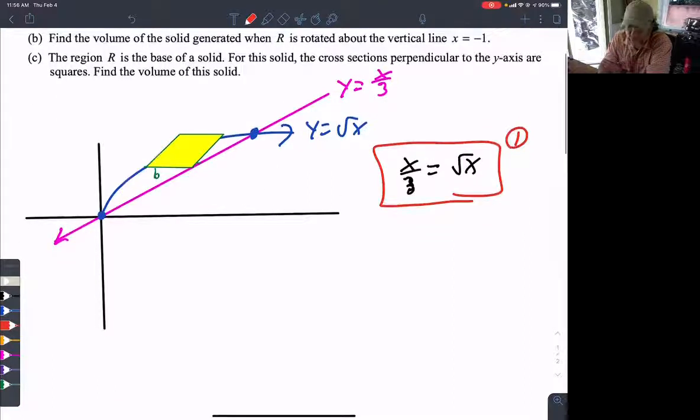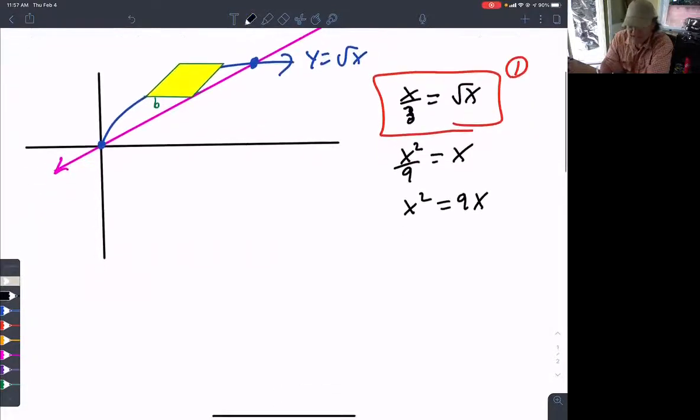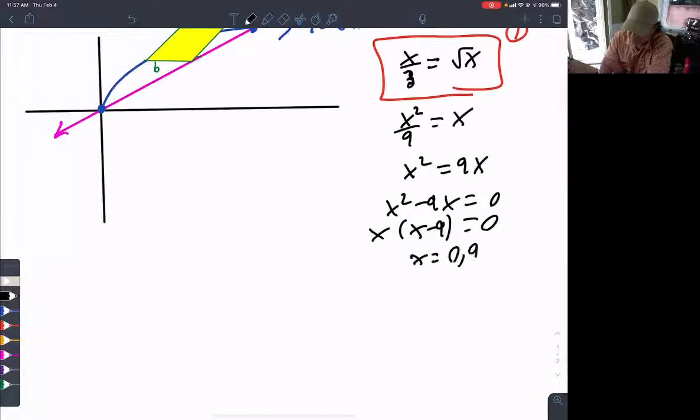Then, technically, you could do this on your calculator. I'm going to do this just by hand. You probably should do it by calculator to be safe. I'm going to square both sides. So x squared over 9 equals x. How do you solve this thing? A lot of you at this point would divide by x. You should never do that because by doing that, you're assuming x is not 0. But what if it is 0? So that's a problem. I'm going to multiply both sides by 9. I'm going to subtract 9x from both sides. I'm going to factor out an x and then set each of these equal to 0. I get 0 and 9.